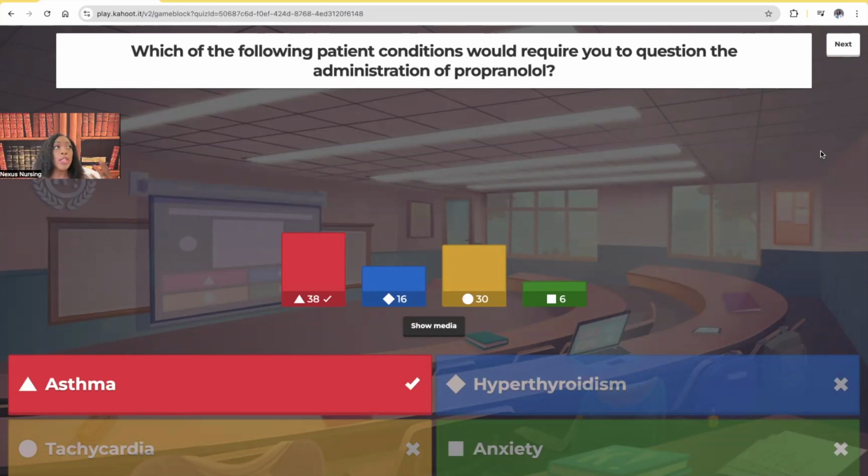Absolutely not. Whenever you have a question asking you, what would you question? Which would you clarify? Which requires follow-up? What they're asking you is which one is the wrong answer choice. And you are not going to give propranolol or any other non-selective beta blocker to a patient with an underlying respiratory condition because it can cause bronchoconstriction, and we don't want those type of problems, right? We want to keep our license. So that's why asthma is the correct answer choice.